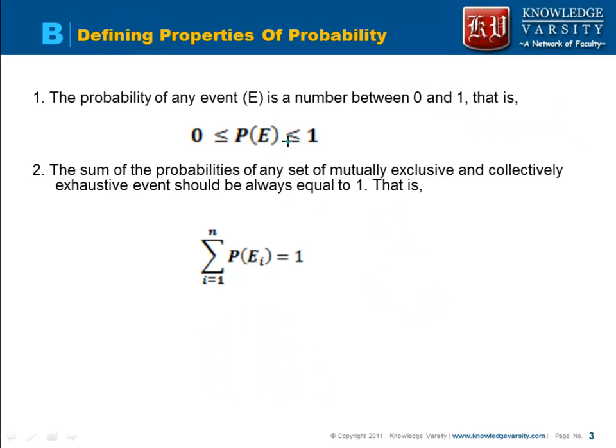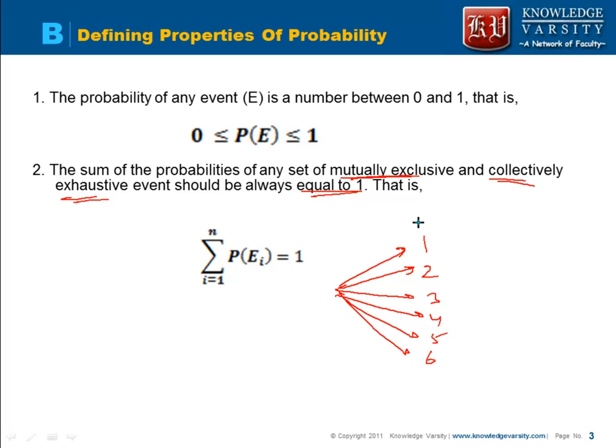Then the second property is that the sum of the probabilities of any set of mutually exclusive and collectively exhaustive events should be equal to 1. Think about when you are throwing a die, and we want to know the probability of getting each outcome in this entire set. We are saying that the sum of the probabilities of this should be equal to 1.